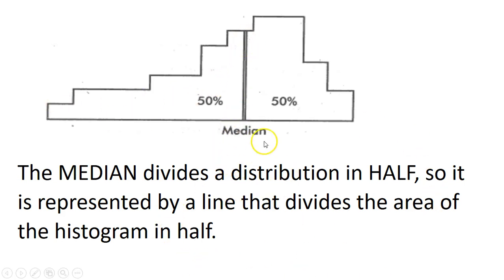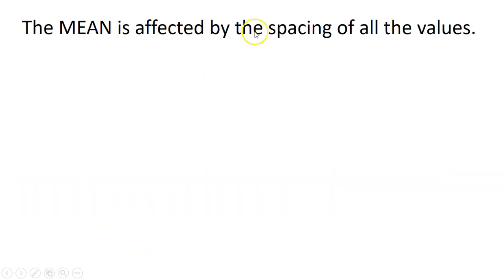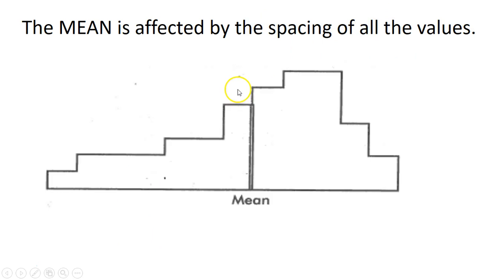About 50% of the data is here, about 50% is here. So the median is represented by a line that divides the area of that histogram in half, right? The mean is affected by the spacing of all values. All right, the mean. That is me averaging everything together. Some are higher than others, some are lower. I have more here than down there, averaging it all together, right? It's affected by the spacing of those values.